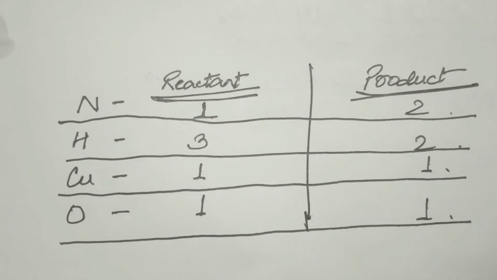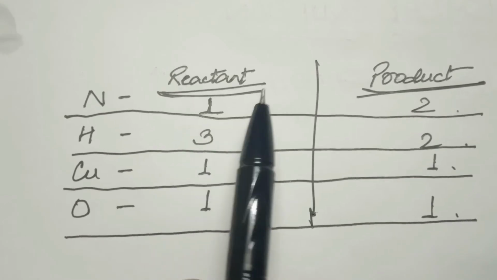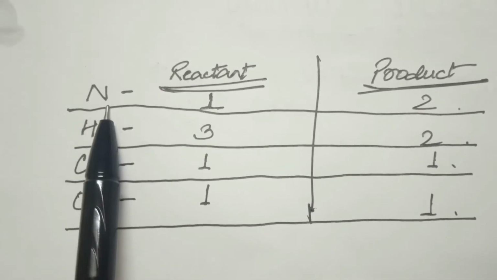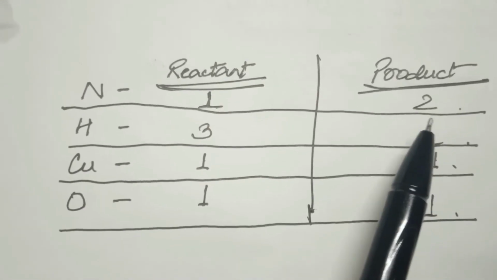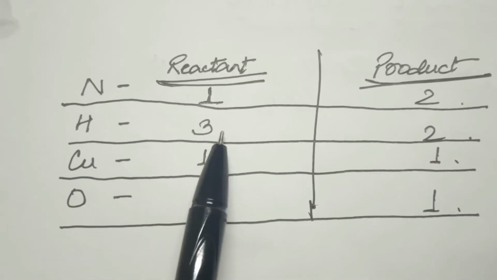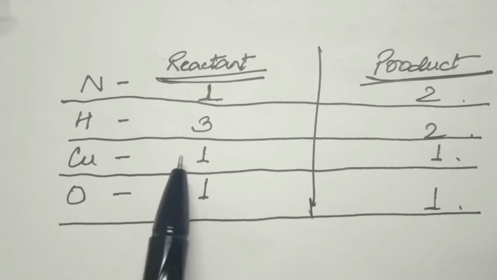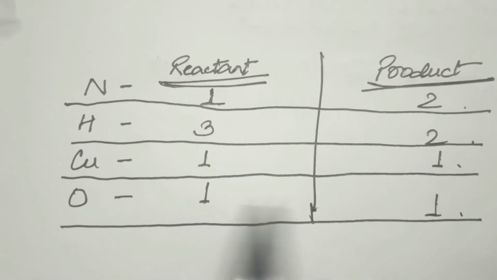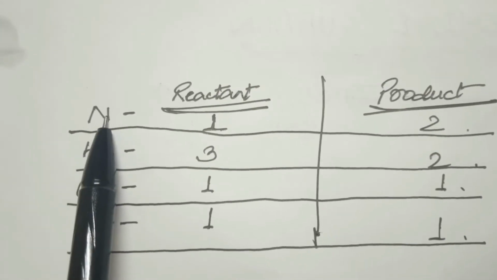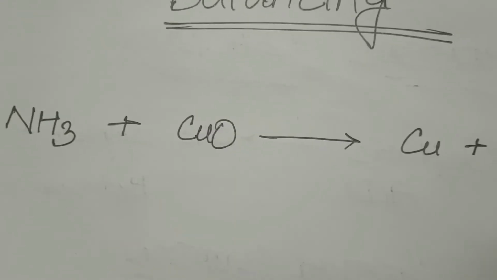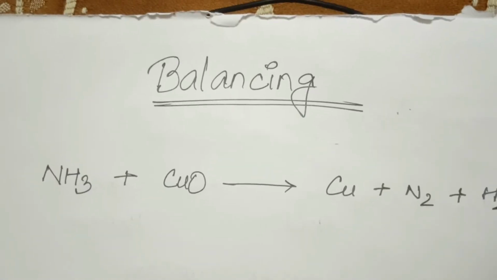Now this table has been drawn from the above chemical equation. Here we can see the reactant side and the product side. Nitrogen is 1 on the reactant side and 2 on the product side, which means it is not equal. Hydrogen is also more on the reactant side than the product side, so it is also unequal. Copper is the same on both sides, and oxygen is also the same on both sides. Now we have to balance hydrogen and nitrogen to make the above chemical equation a balanced one. Now let's do it.